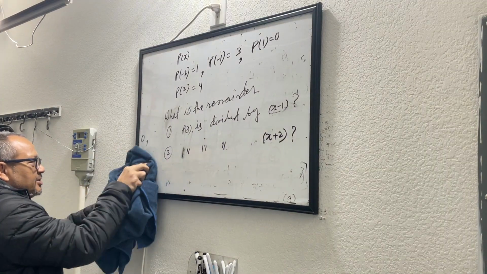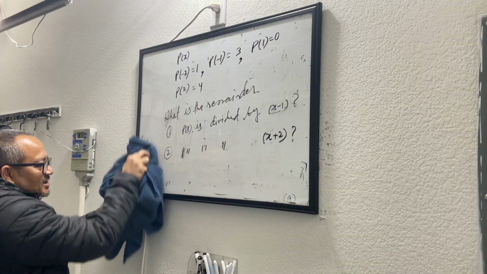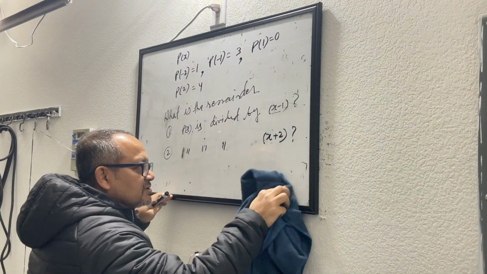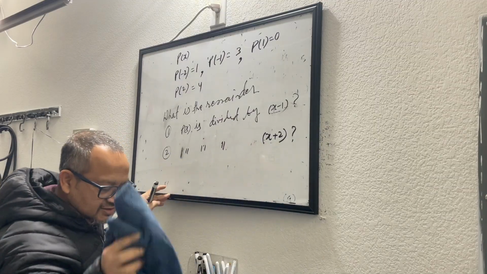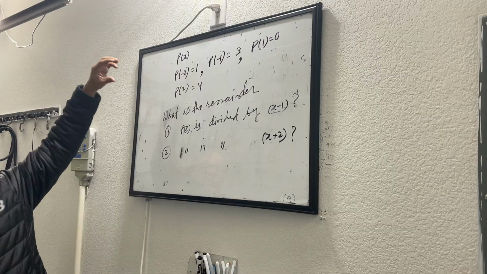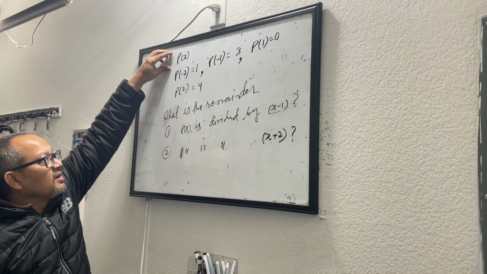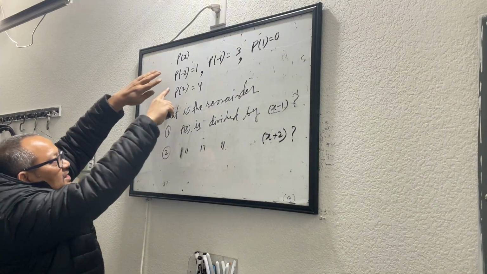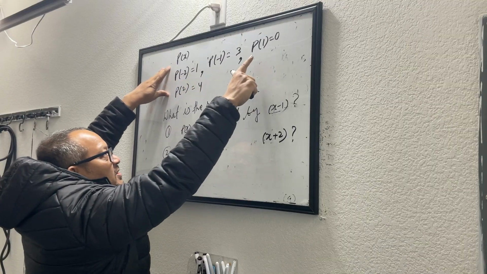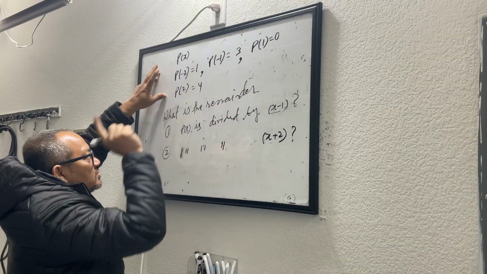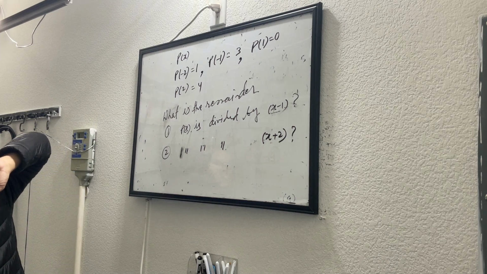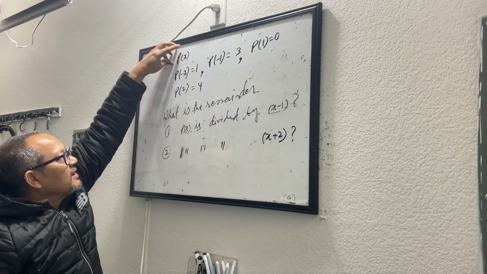Now, whatever I preach is what I will practice. Let me change my hat to become a student for 2 minutes and solve it. This is the polynomial, and we are given these values. So p of minus 2 is 1, p of minus 1 is 3, p of 1 is 0, p of 2 is 4.